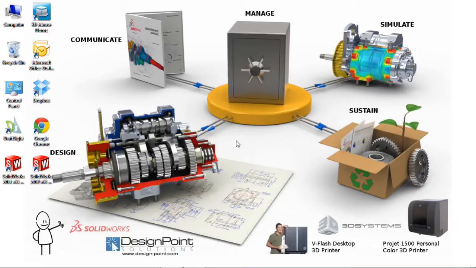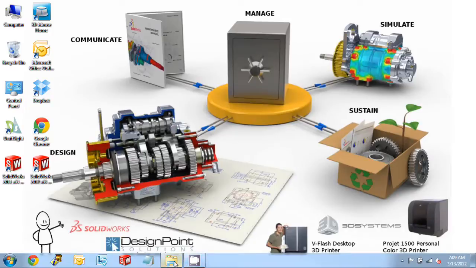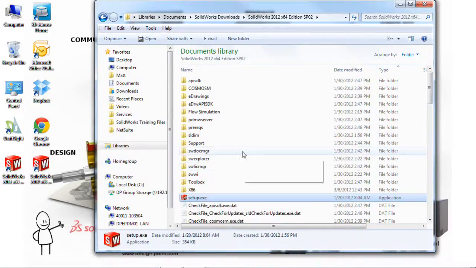So to set this up, the first thing I'm going to do is browse to my downloaded installation folder. If you have the DVD and you want to use that to create the admin image, that's fine. Just go ahead and install that, but browse to your install files. And I'm just going to launch the setup.exe. In this case, I'm going to my SolidWorks 2012 Service Pack 2.